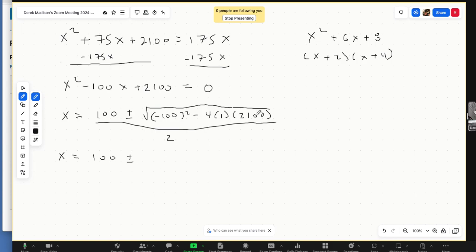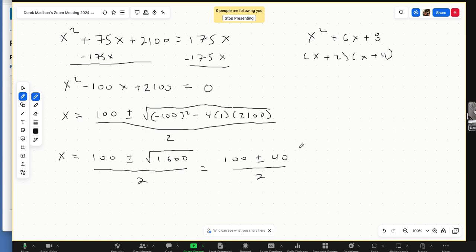So I'm just going to toss all that into my calculator real quick here. 100 squared minus 4 times 2100. Cool, so that's coming out to 1600 under there, over 2. And the square root of 1600 is probably going to be 40. And it is.